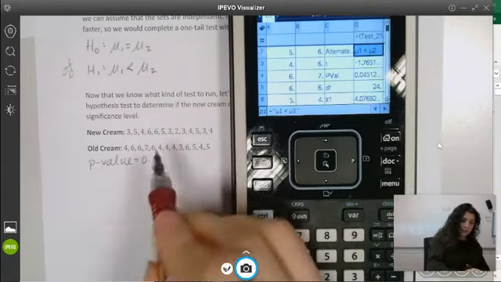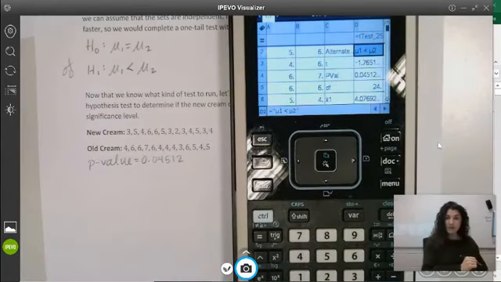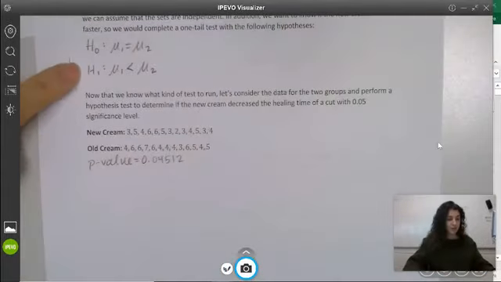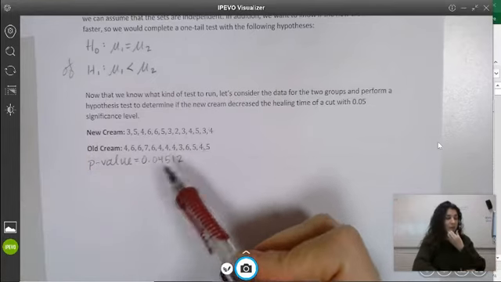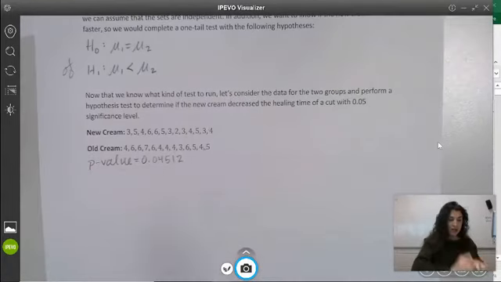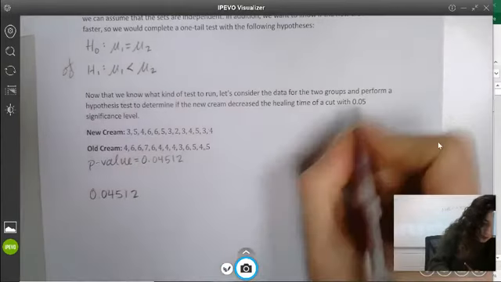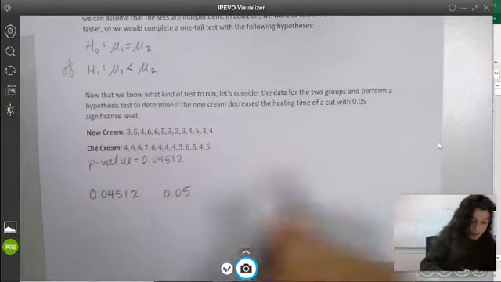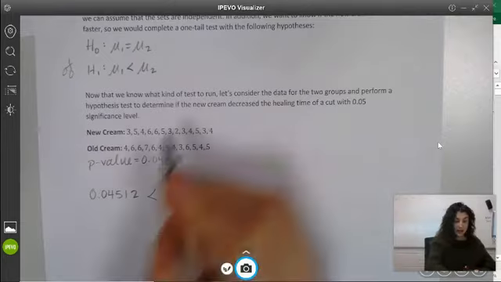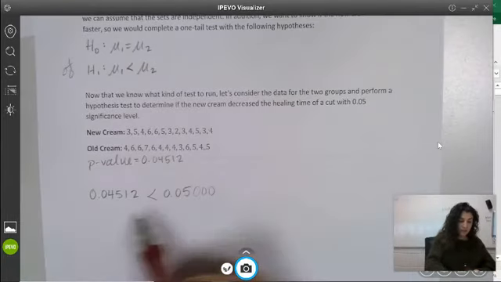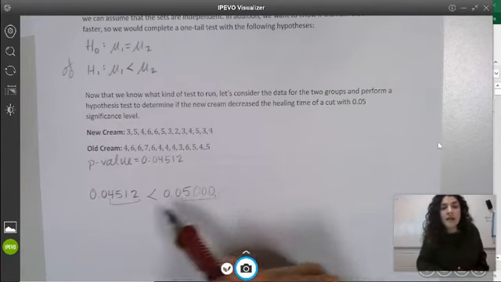Okay, the p-value is 0.04512. And now we need to compare that to our significance level. So we have our alternative and null hypothesis. We plugged our data into the calculator. We grabbed our p-value. Now we need to compare the p-value to our significance level. Since 0.0452 is less than 0.05, remember you can always add on as many zeros as you want to determine which one of those numbers is bigger.